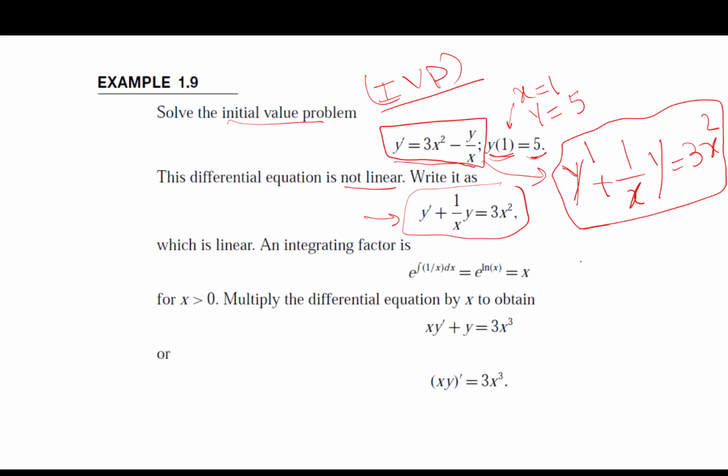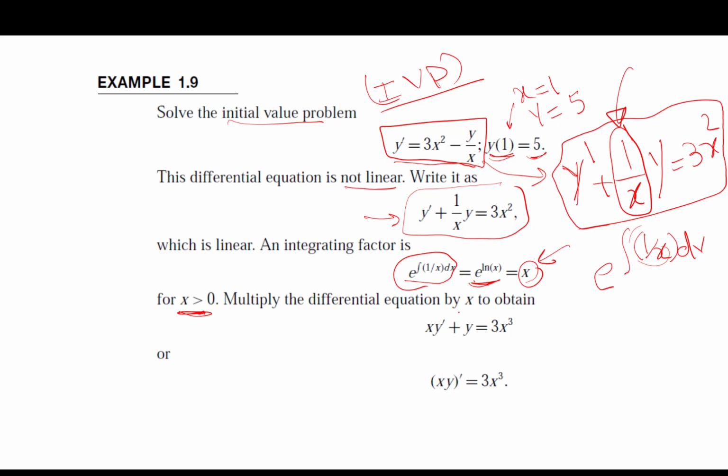The integrating factor here is e to the integral of 1/x dx. This is our p(x). Fortunately, e^(ln x) means the integral of 1/x, which is ln x, so it equals x, for x larger than 0, because we're talking about the natural logarithm here. We multiply the differential equation by the integrating factor x.